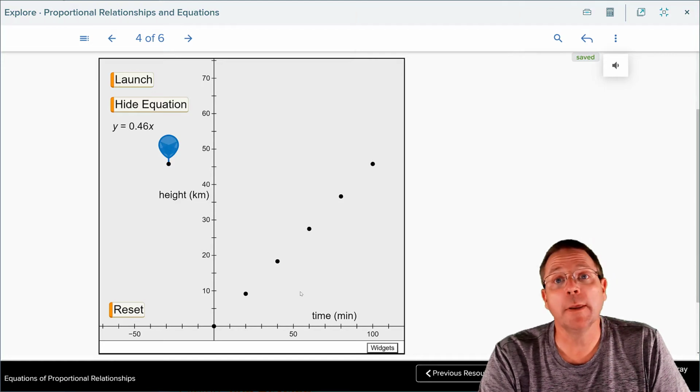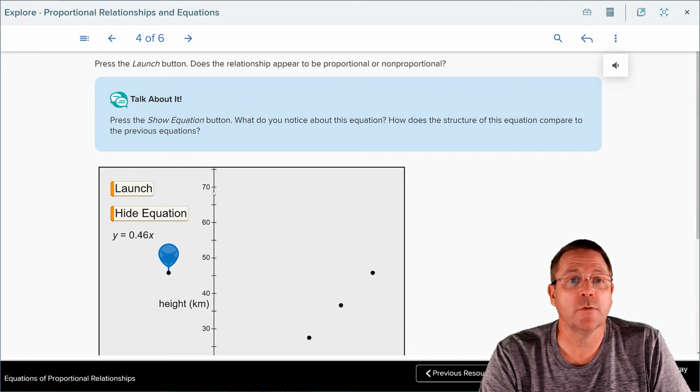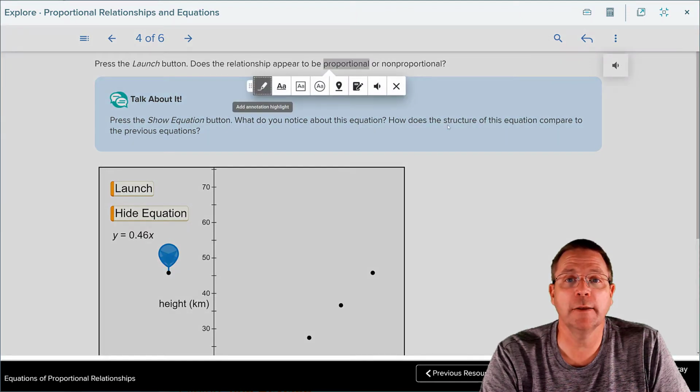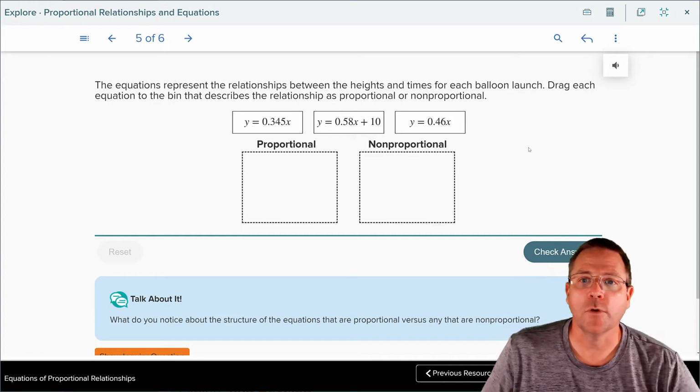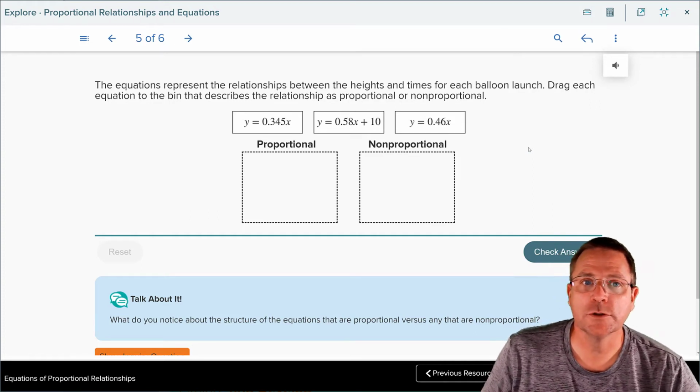It is going to be a linear equation. It is also going to be proportional. So the answer to this one, yes, it is indeed going to be proportional. Now you pause the recording, answer these questions, and check your answers.